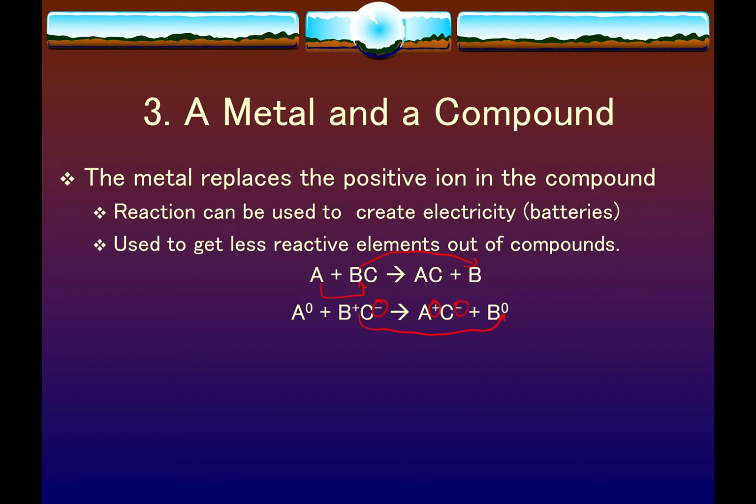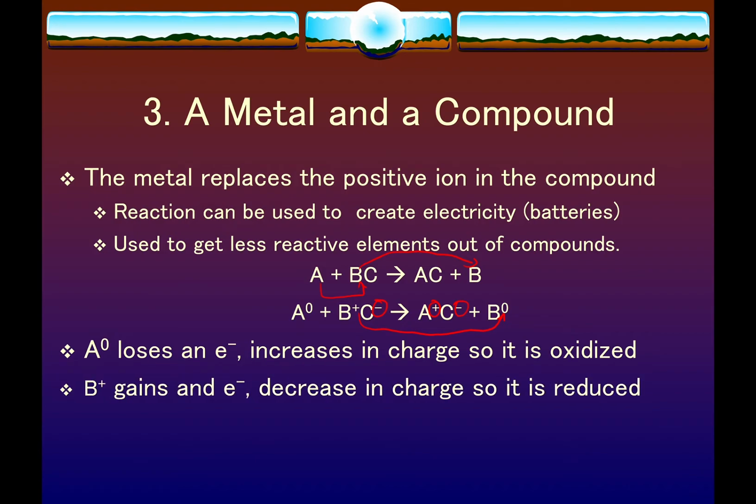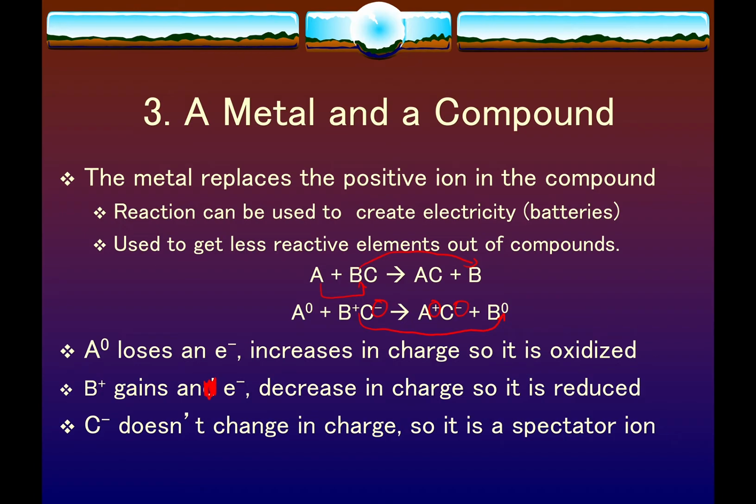C remains the same. So since A lost an electron, it is oxidized, it increased its charge. B positive gains an electron. Decreases in charge, so it's being reduced. The C minus doesn't change in charge, so it's what we call a spectator ion. It is essentially spectating or watching the reaction happen, but it is not directly involved in what's going on.